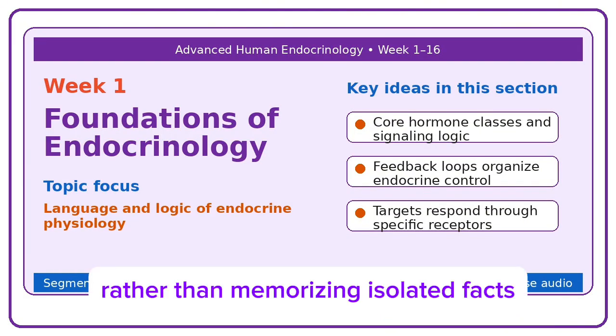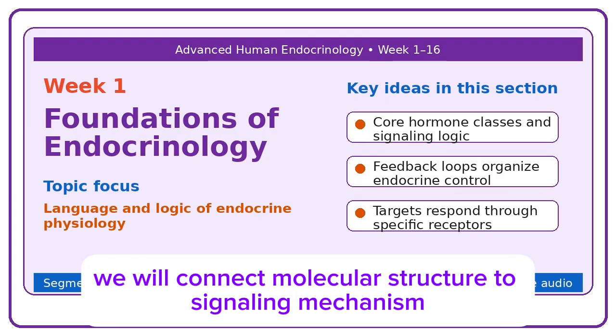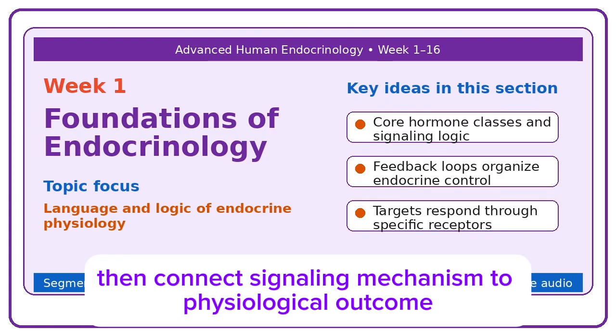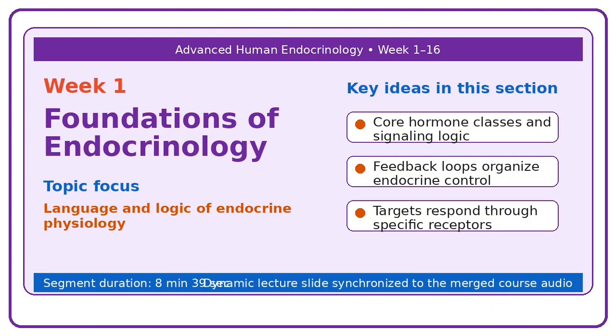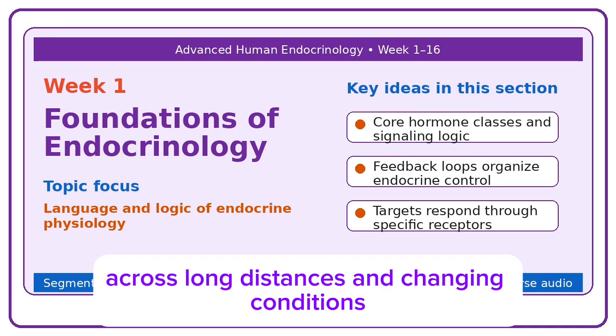Rather than memorizing isolated facts, this module focuses on the logic of endocrine communication. We will connect molecular structure to signaling mechanism, then connect signaling mechanism to physiological outcome. Essential question: What makes a hormone system effective at controlling human physiology across long distances and changing conditions?